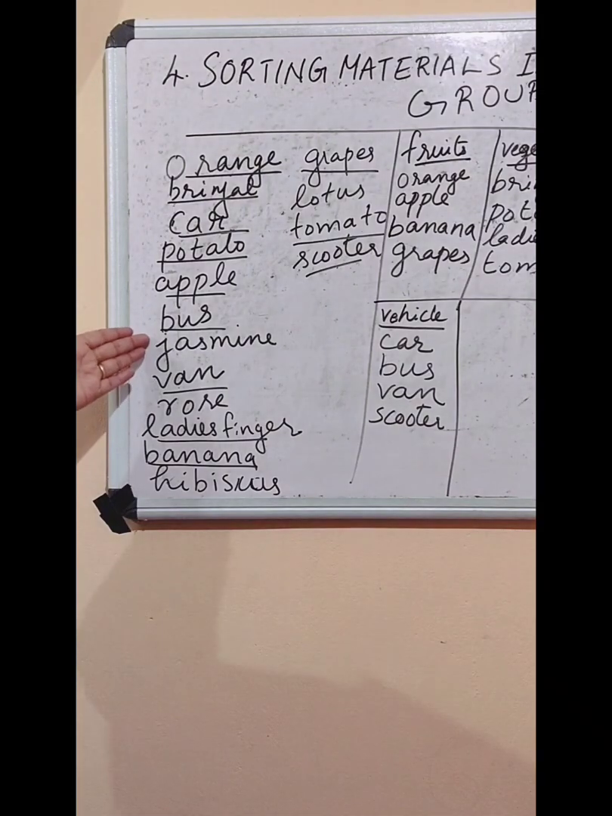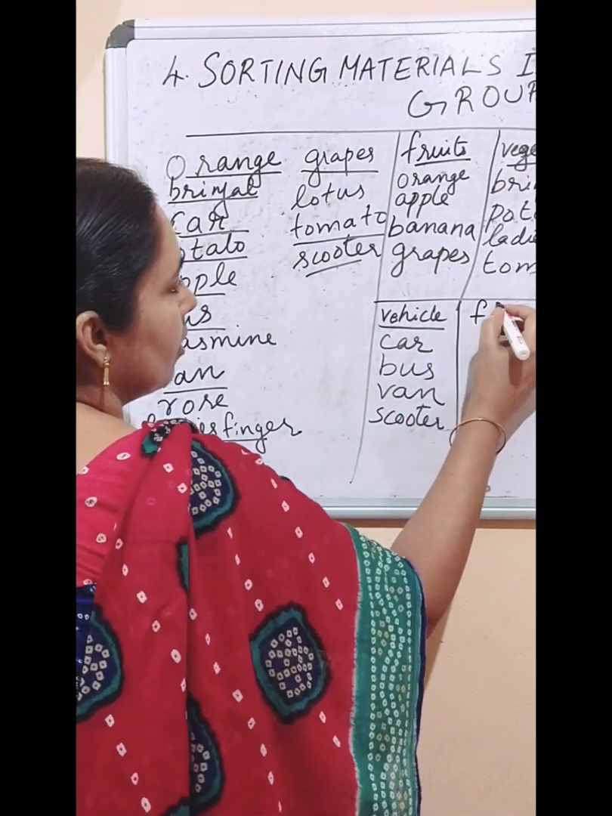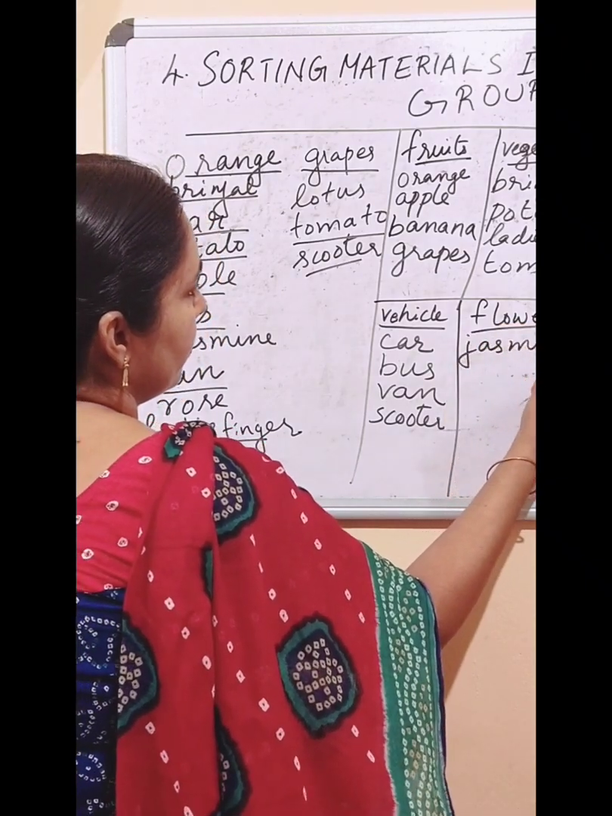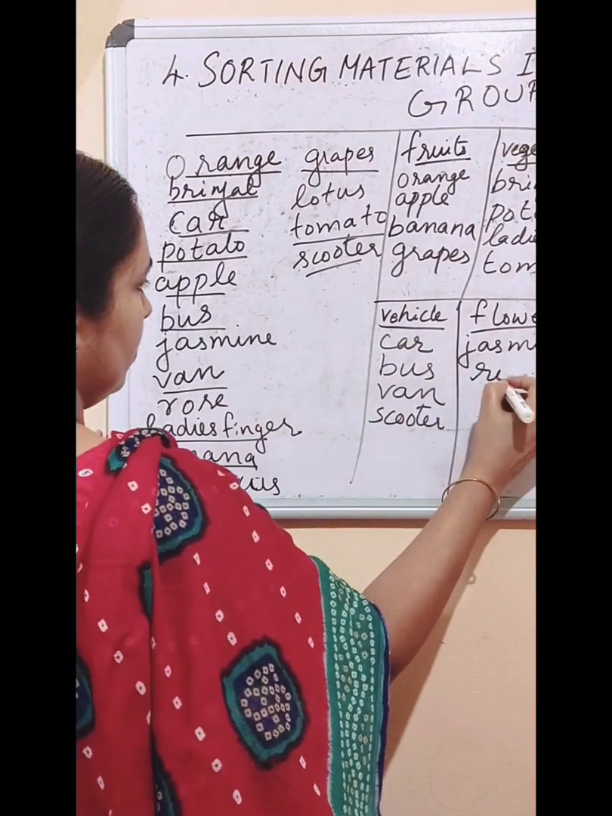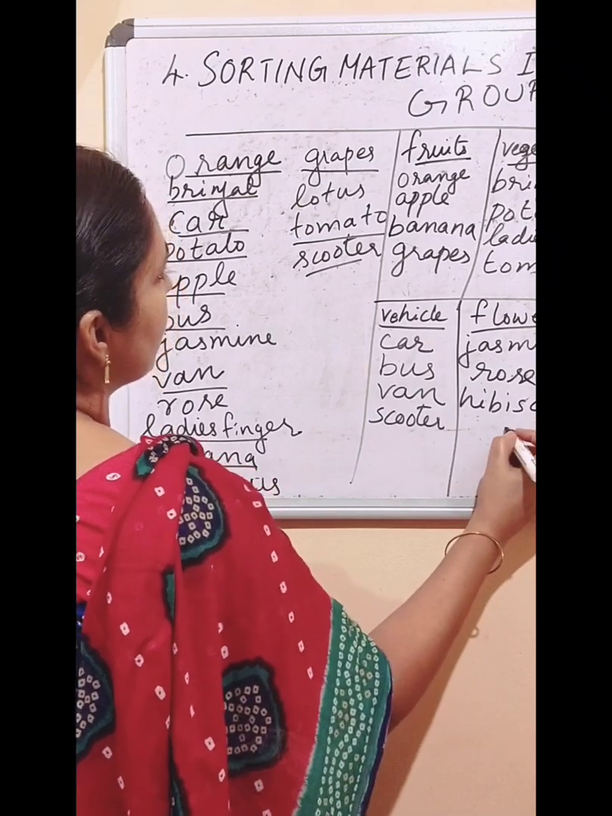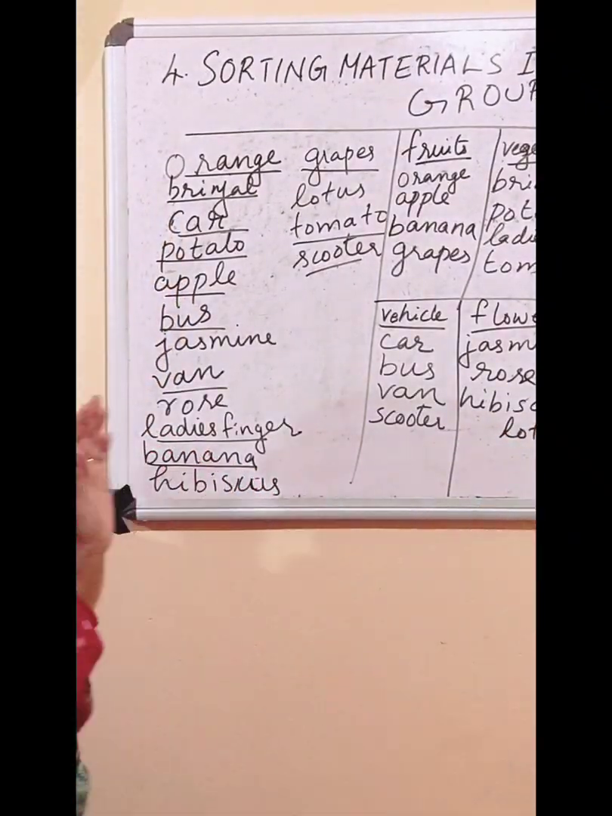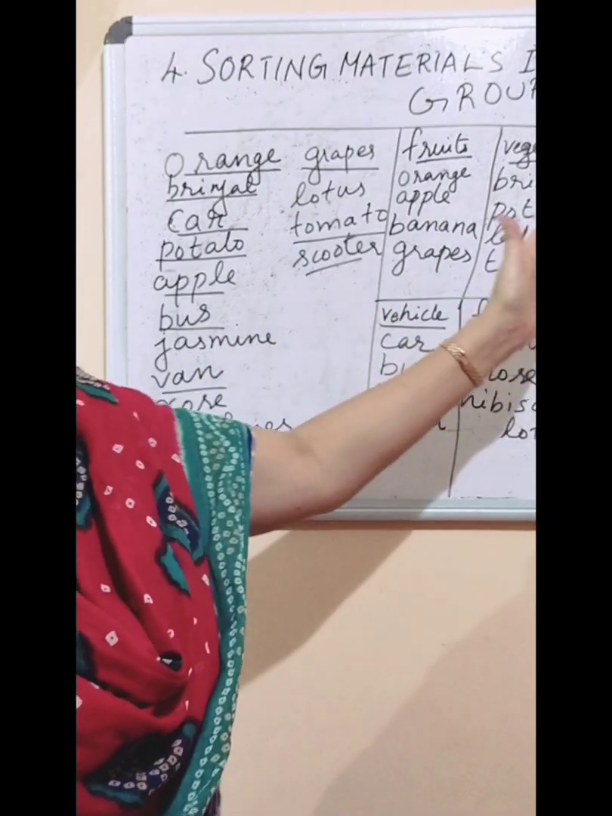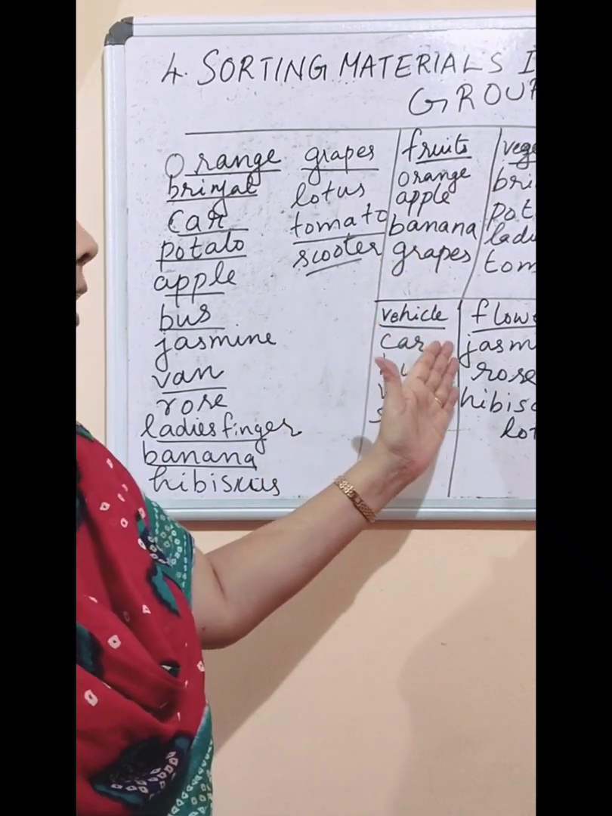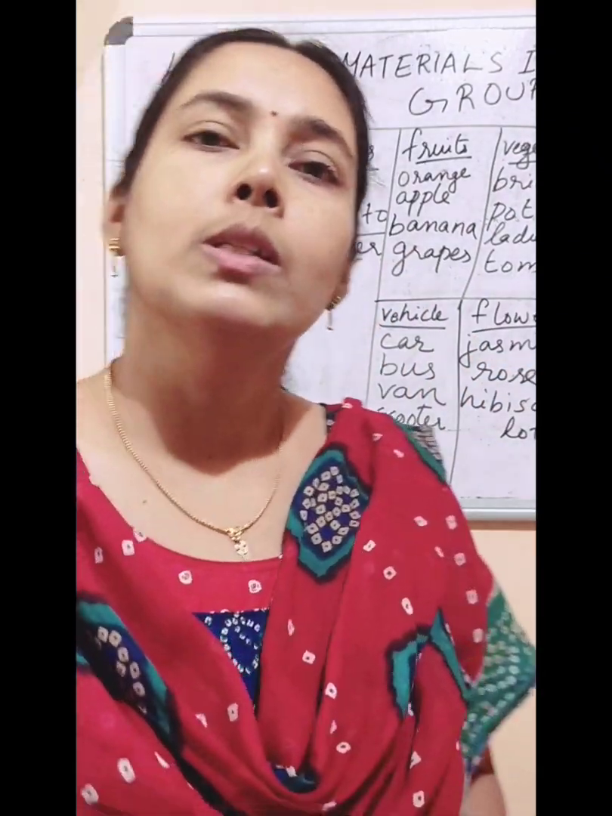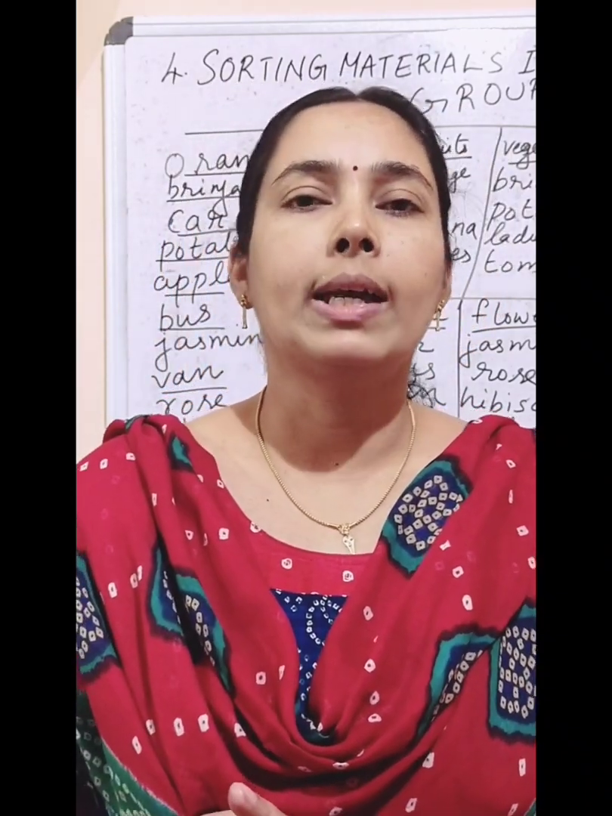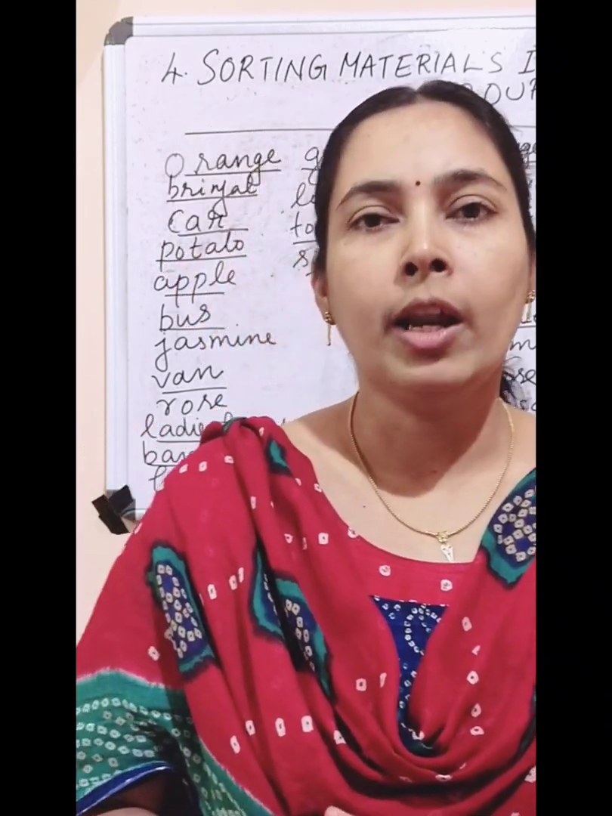Then what all things? Jasmine, that is one flower. So we can write all the flowers in another group. Jasmine, then rose, hibiscus, lotus. Okay, so here there is a list of so many things, and we can classify them as fruits in one group, vegetables in another group, vehicles in another group, and flowers in another group. So like that, by looking at the objects based on different properties, we can classify them into different groups.